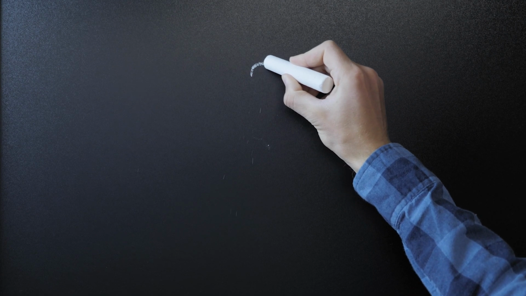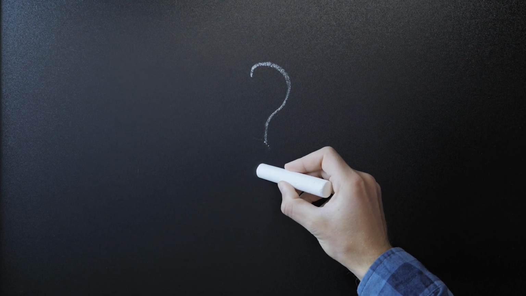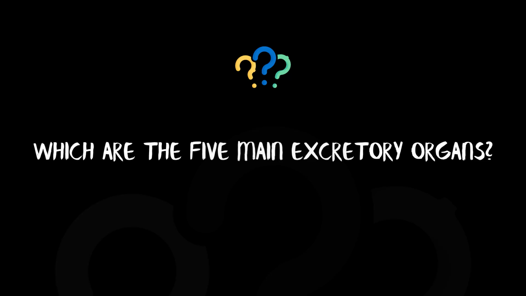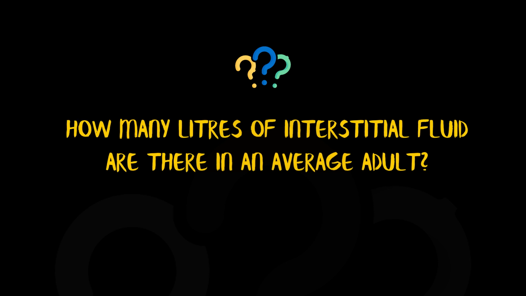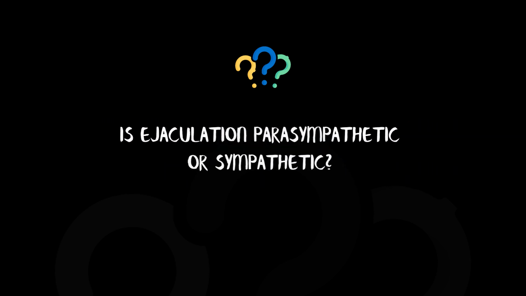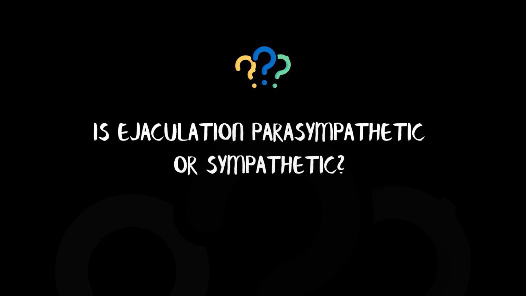Before starting our video, let me ask a few questions to you. So, are you ready? Which are the 5 main excretory organs? How many liters of interstitial fluid are there in an average adult? Is ejaculation parasympathetic or sympathetic?